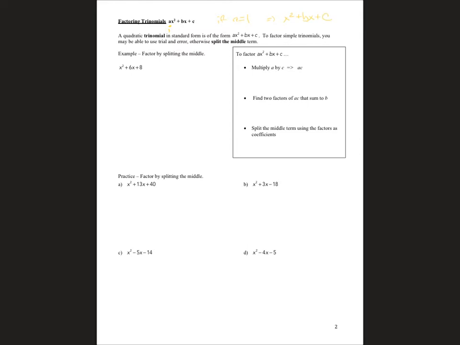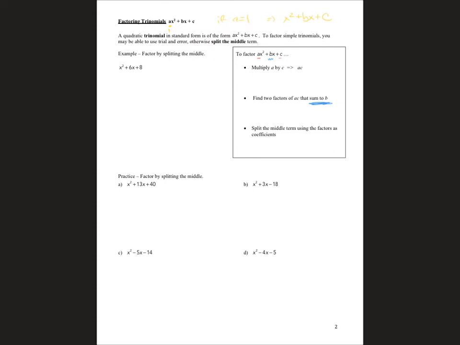The first thing you want to do for any quadratic trinomial is you do want to multiply a by c. In our case, we're looking at a being 1, but the first thing you want to do is multiply a by c. Once you get that product, you're going to try to find two factors of that product that sum to b, meaning two factors add to give me b. Then what you're going to do is you're going to split the middle term with these numbers as coefficients. So let's walk through this process.